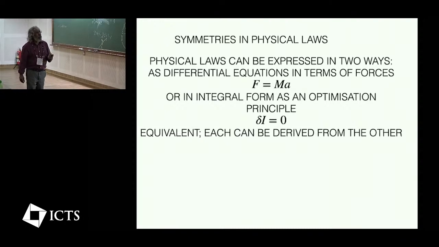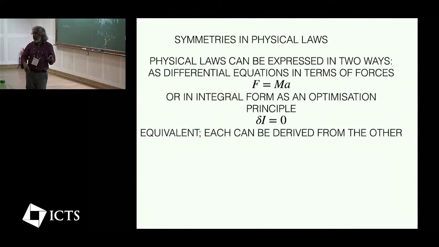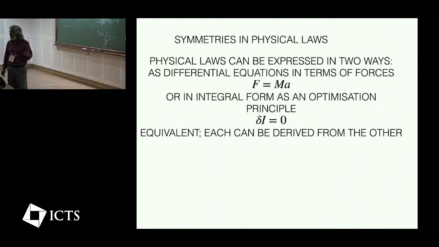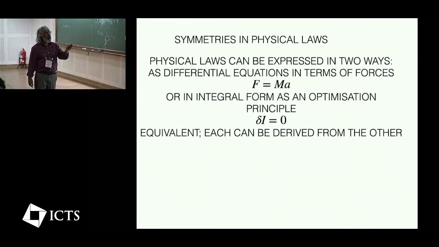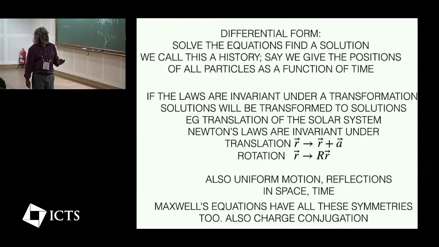Now, physical laws can be expressed in two different ways. Either you can write them as differential equations in terms of forces, and this is what Newton did. F equal to ma is Newton's equation. Or you can write it in integral form as an optimization principle. You can find some quantity to minimize or maximize and say delta of I is equal to 0. These two different ways of expressing the laws of physics are equivalent to each other. And each can be derived from the other. So now let's consider what happens when you ask what are the symmetries of Newton's equations.